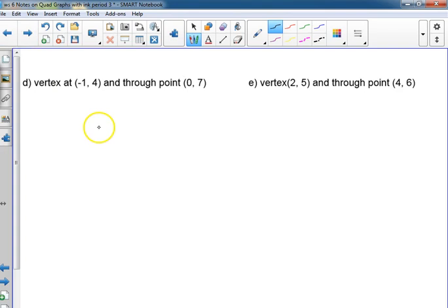The next questions are the same. Vertex through this point, there's just no picture, right? So should we do D or E? I don't think we need to do both. Let's do E. Okay. So, Andrew, tell me what to write to start us out.